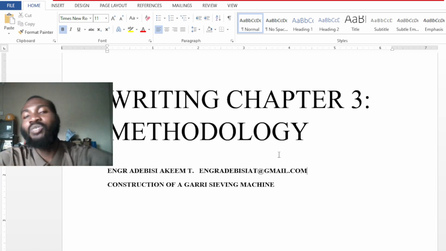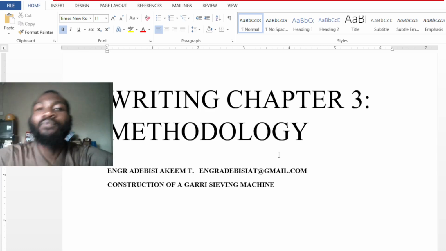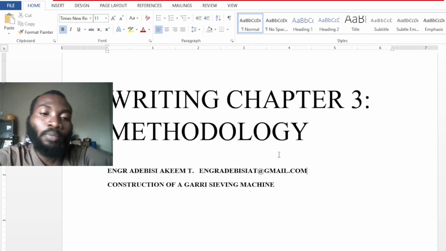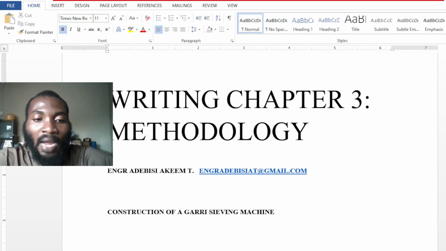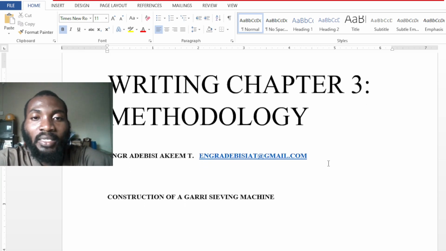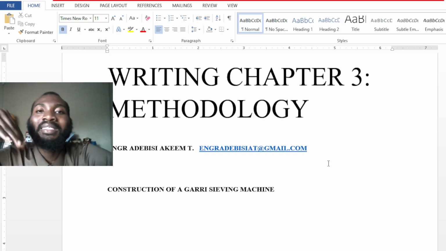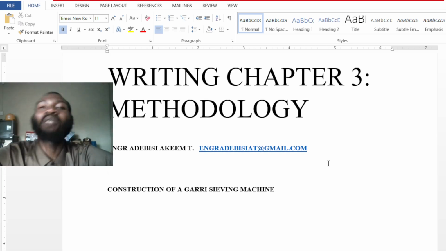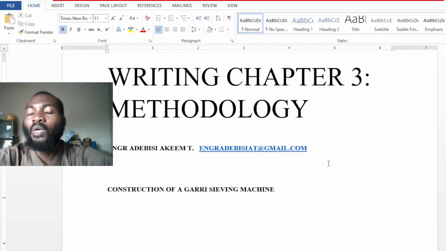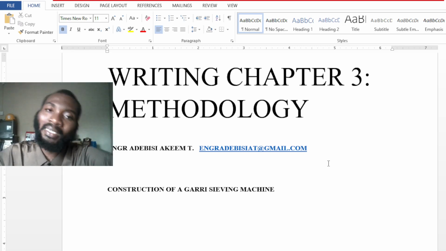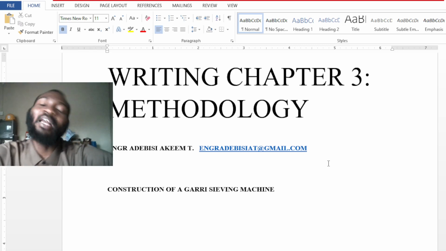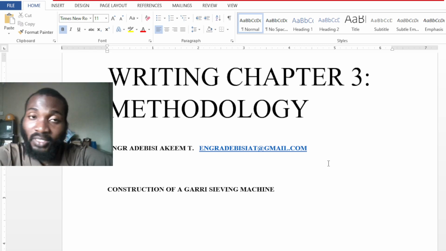The pre-data is written in future tense. For example, if we were working with the Gari sieving machine, our pre-data will sound something like: the materials will be procured from Ikirun and Osogbo. In our post-data defense, it will be: the materials were procured from Osogbo and Ikirun. These are some of the language patterns that are different.